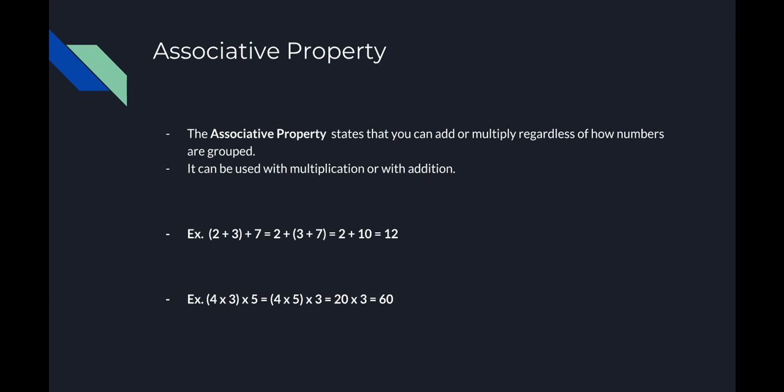Another example for this property is 4 times (3 times 5). This can be simplified to 4 times 5 times 3, or 20 times 3, which equals 60.